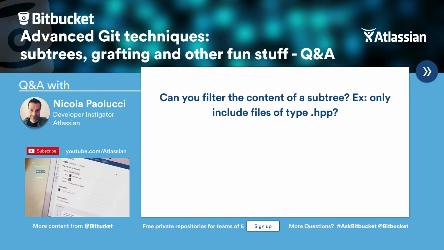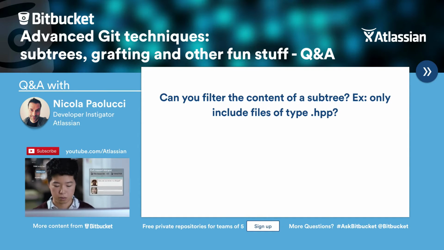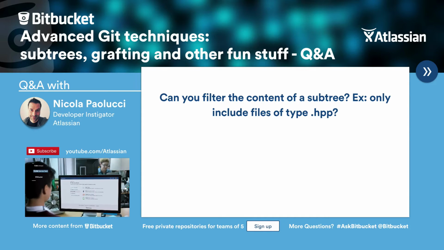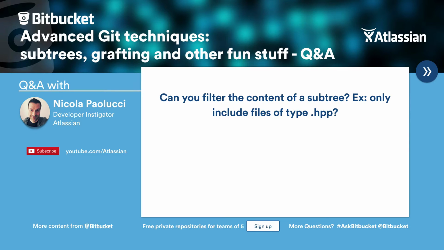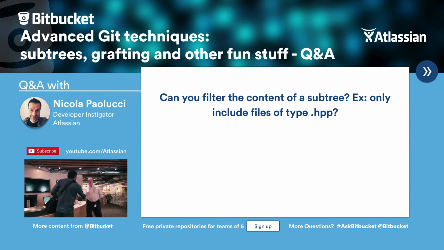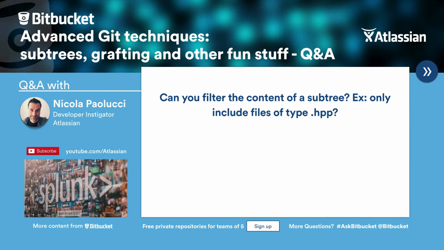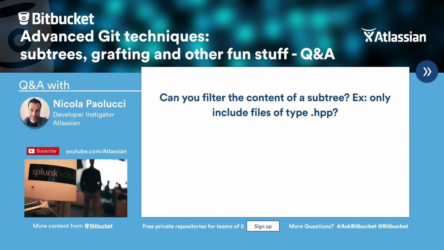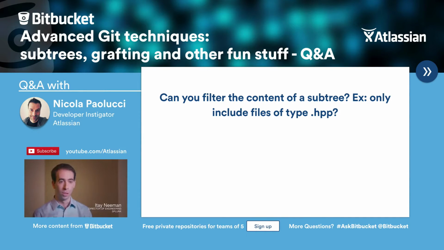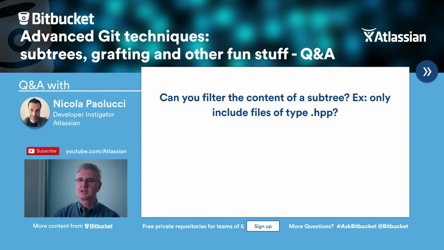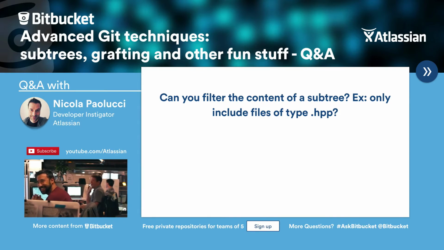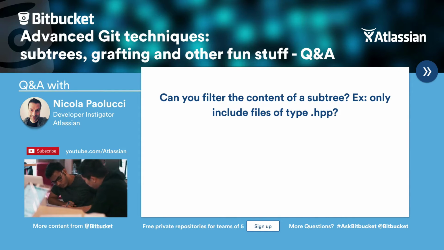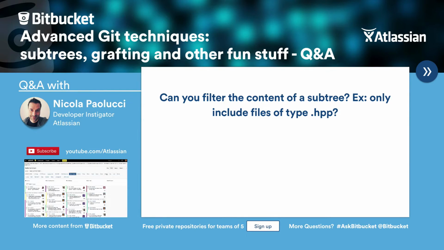Next question. Can you filter the content of a subtree, for example, only include files of type .hpp? As with Git, because Git subtree commits are just regular Git commits, in general, Git doesn't have this facility of automatically filtering what goes into a commit and what doesn't. Especially for subtrees, there's not this distinction. But as I was thinking about this question, Git actually has a facility to filter what goes into a commit or not.